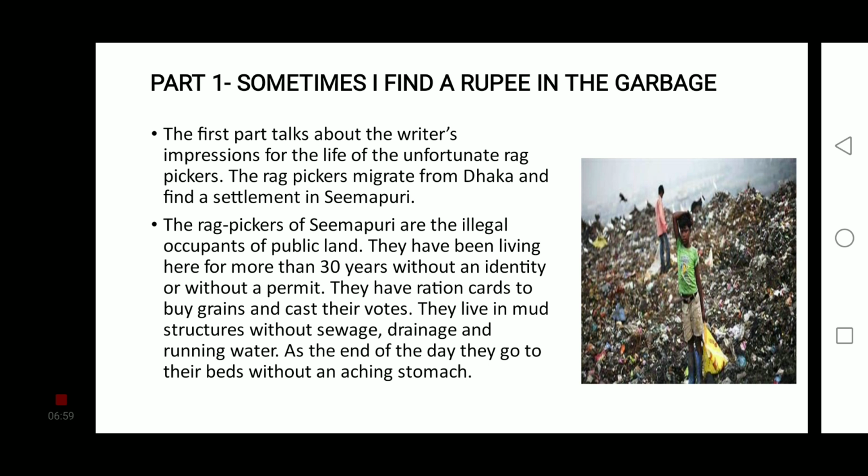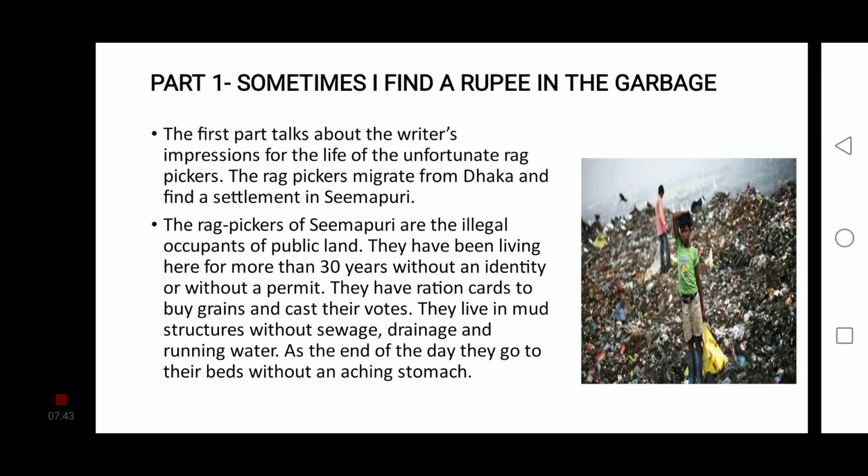So, the first part talks about the writer's impression of the life of the unfortunate rag pickers. What I told you, rag pickers, one who picks up rags. From the picture, you can see a rag picker. The rag pickers migrate from Dhaka and find a settlement in Seemapuri. The author is talking about Seemapuri, which is situated at the outskirts of Delhi. And who lives here in Seemapuri? The rag pickers live here and they have come from Dhaka. Due to a storm in Dhaka, they left their houses and came to Seemapuri and settled here.